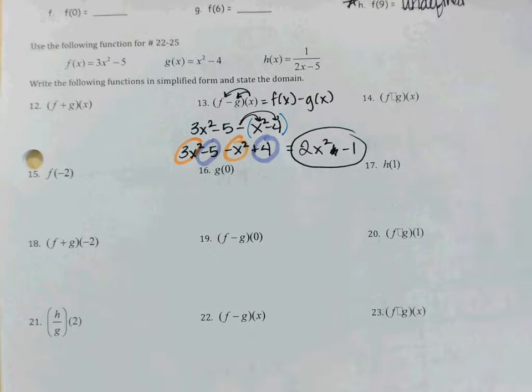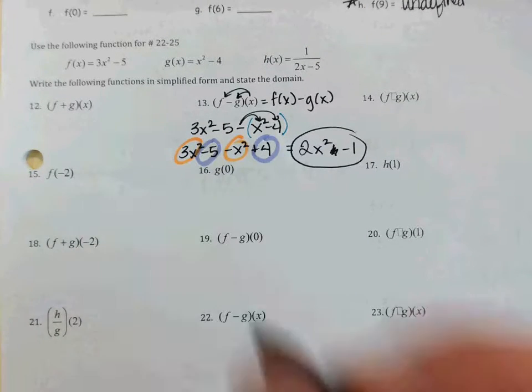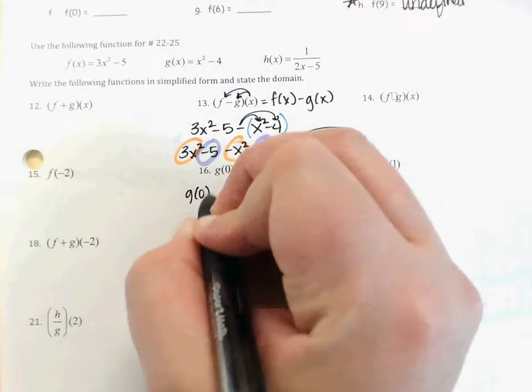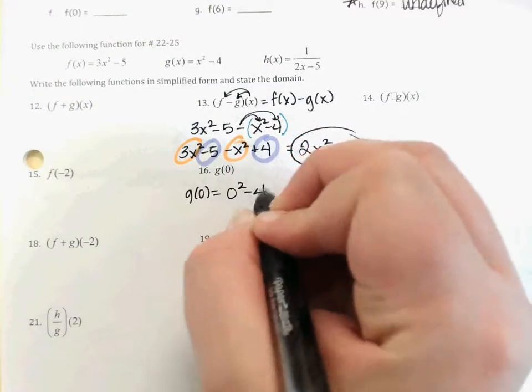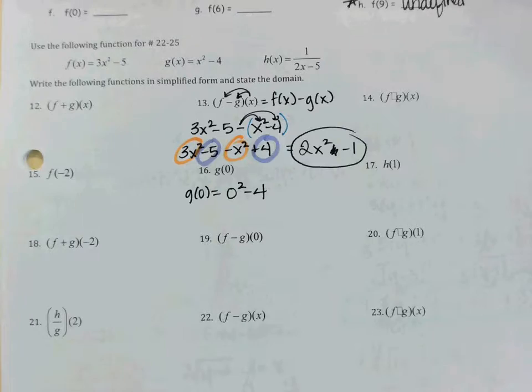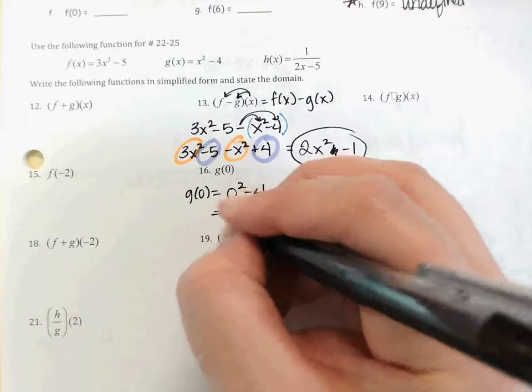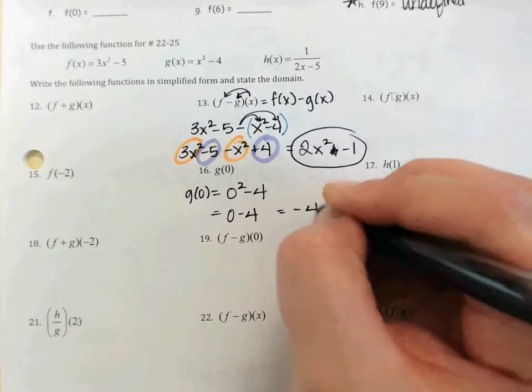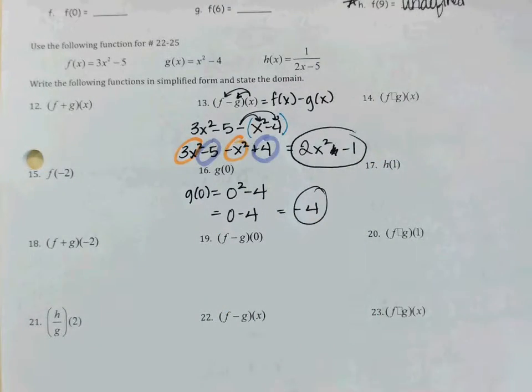Okay, number 16, g of 0. What do I do? Plug in 0 first. So I'd have g of 0 equals 0 squared minus 4. What's 0 squared though? 0 times 0 is 0. What's 0 minus 4? You will get a calculator for your test. So if that part stresses you out, don't worry about that.